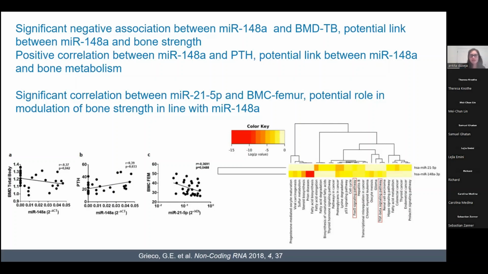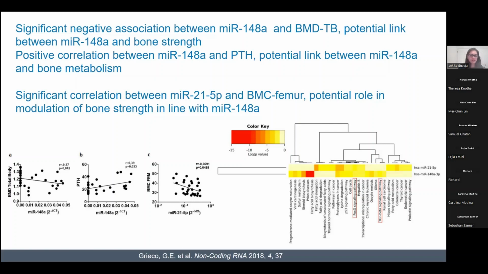They also found a positive correlation between 148A and PTH, which forms a possible link between the microRNA and bone metabolism. Switching over to microRNA 21,5P, they found a significant correlation between this microRNA and bone mineral content at the femur. And both these microRNAs provide good evidence for the modulation of bone strength in people with diabetes.